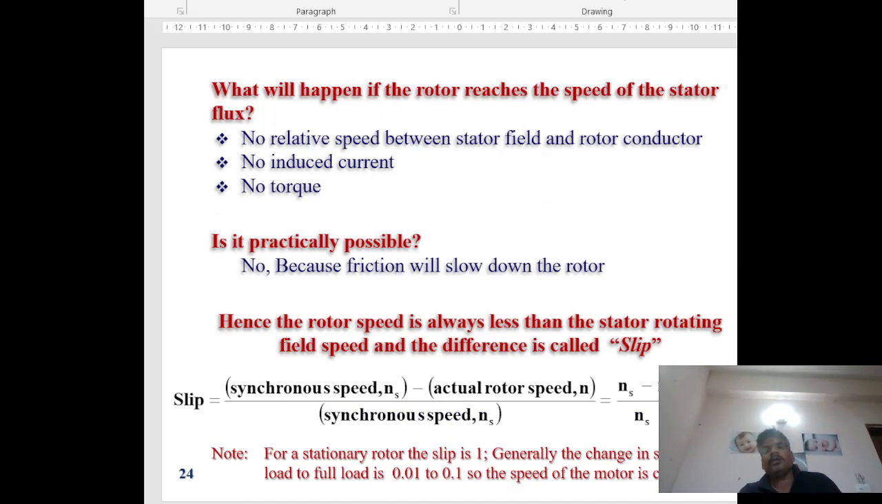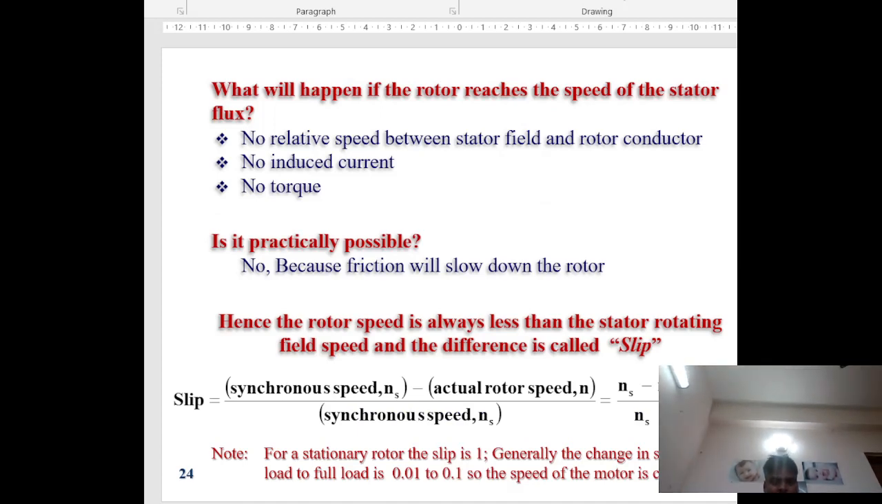What will happen if the rotor reaches the speed of the stator flux? There is no relative speed between the stator field and rotor conductor, so no induced current and no torque. Is it practically possible? No, because friction will slow down the rotor.